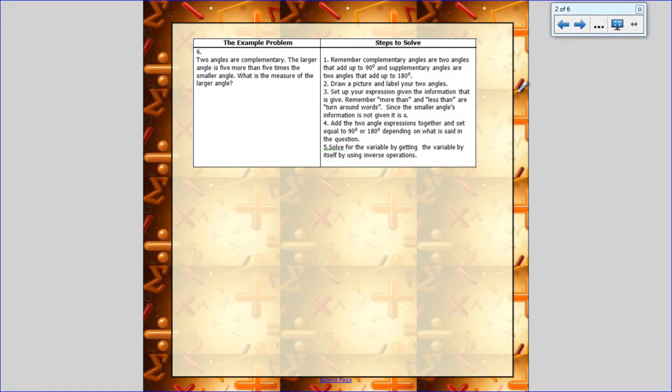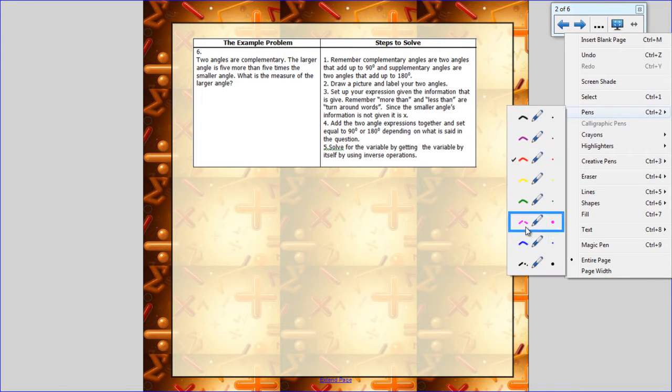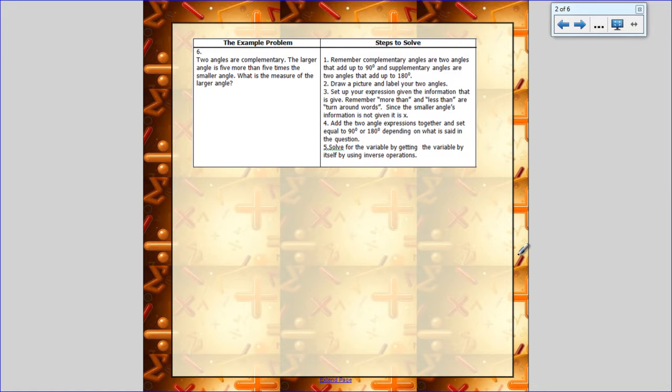All right, so here's the next problem on your test correction page. It's going to be test problem number 6, but it's the second one on your paper. So you have two angles are complementary. The larger angle is 5 more than 5 times the smaller angle. What is the measure of the larger angle?